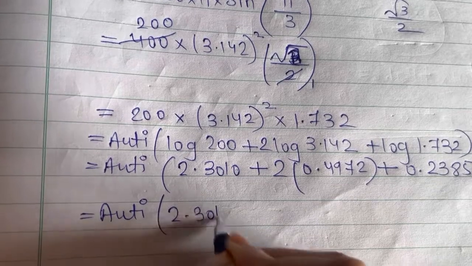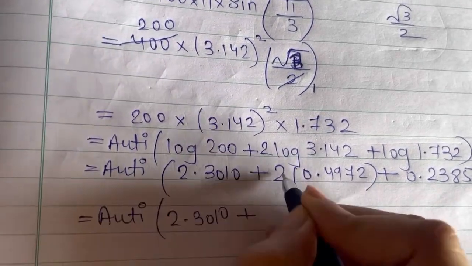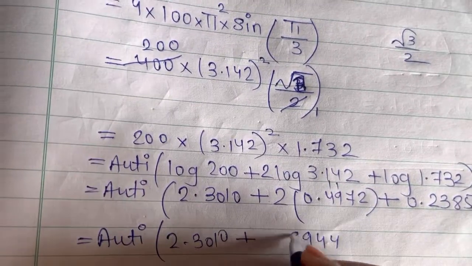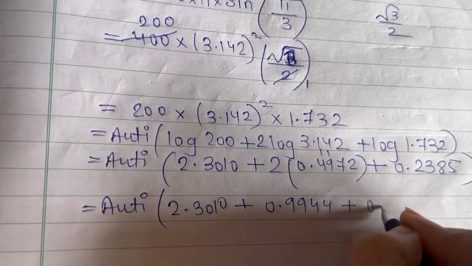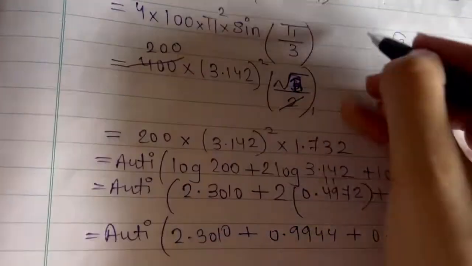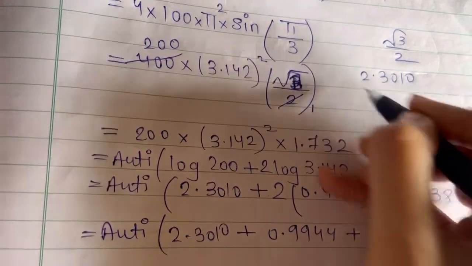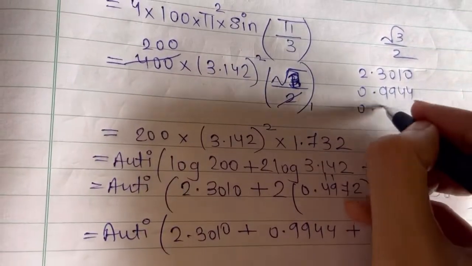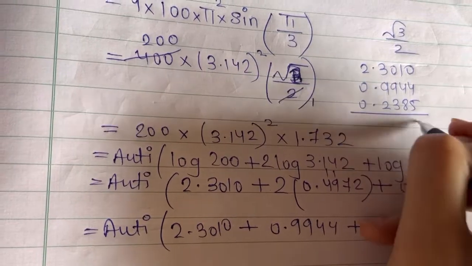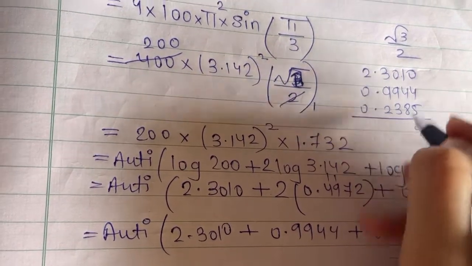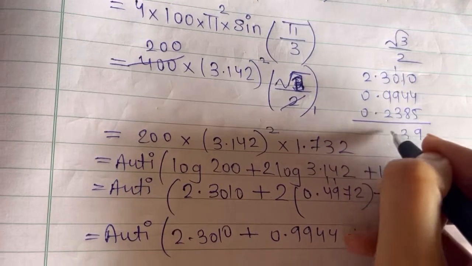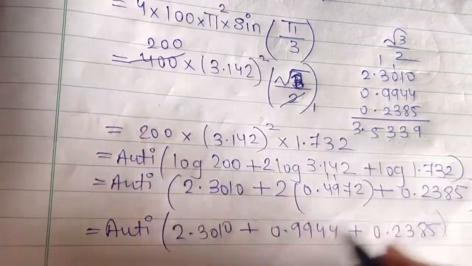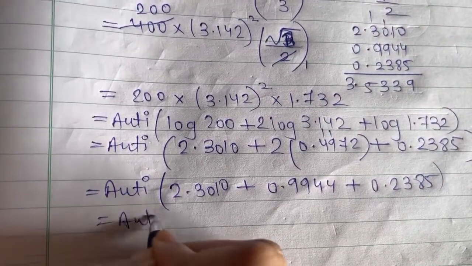It is 2.3010 plus 2 into 0.4972: 2 fours are 8, 2 sevens are 14, 2 nines are 18 plus 1 is 19, 2 fours are 8 plus 1 is 9, 2 zeros are 0. That gives 0.9944. Then plus 0.2385. Now you will add these three numbers: 2.3010, 0.9944 and 0.2385. Adding them, it is 3.5339.